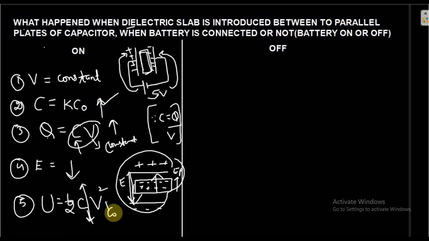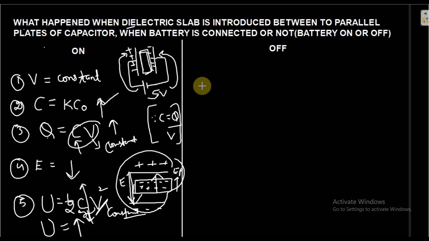So we have constant V, this term is constant and this term is going to increase. So overall the energy will increase. So we discuss 5 parameters one by one. In the first parameter, V will remain constant. Second parameter will increase. Third parameter is charge, that will also increase. Energy will also increase. Only the parameter which will decrease is electric field. So same parameters we will discuss in the case when there is no battery.